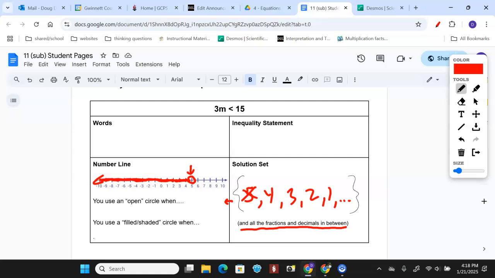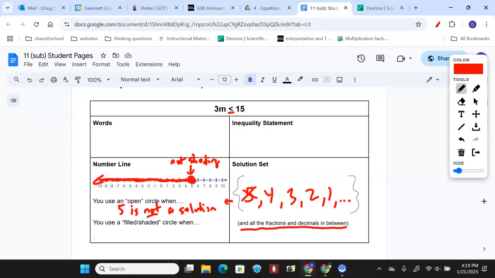The reason I put that circle is to show very clearly I'm not shading it. I know 5 is not shaded, but 4.999 is. You use an open circle when 5 is not a solution. If I had this in my problem, less than or equal to, then 5 would be a solution, and then I would shade it in. We would call that a closed circle.